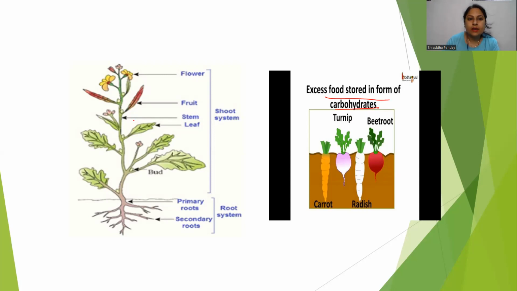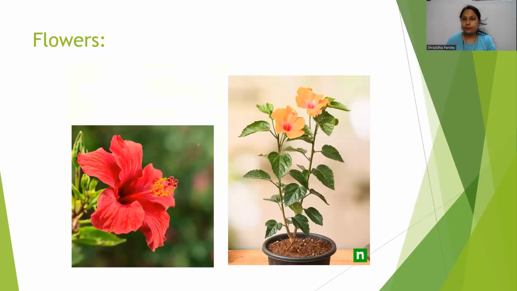So, different types of plants we have learned. Different parts of the plant we have learned: roots, shoot. In that shoot, we have learned about the leaf and the stem. Now we are going to learn about the flower, another very important part of the plant. From where the new plants grow, that is the flower.